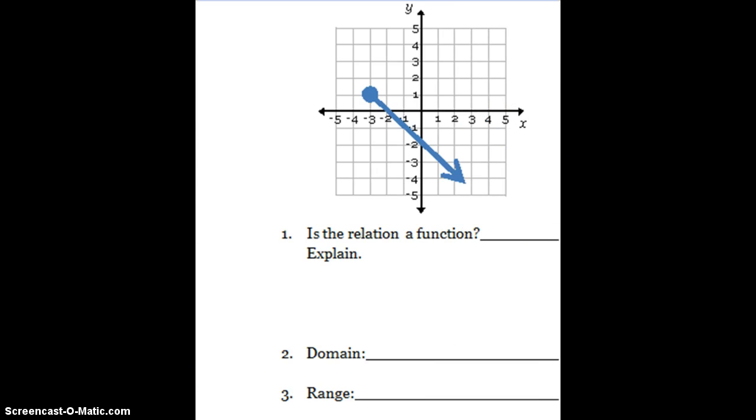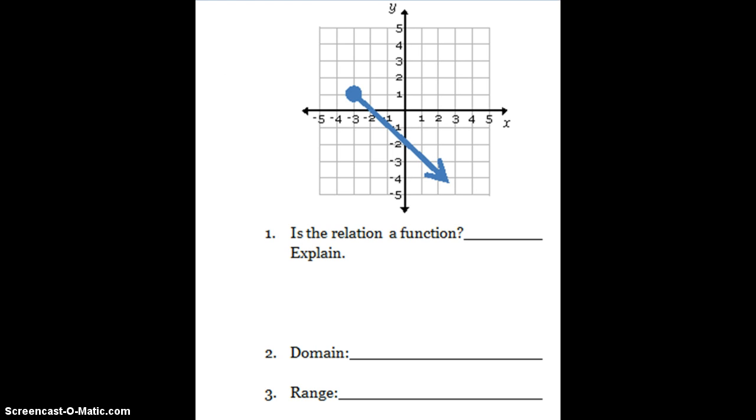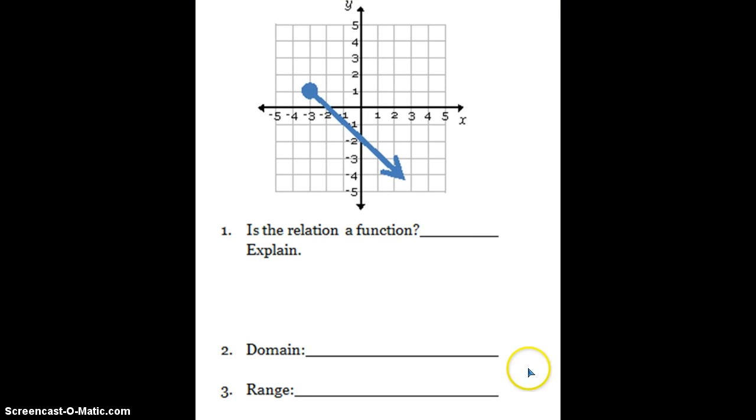Okay? For the next one, what I want you to do is, again, think about things in words first. Pause the video. Think about this one, and when you're ready, restart the video. All right, this one is a function. Again, here's my vertical line, and you'll see no matter where I put this thing, it only crosses the relation once. So yes, this is a function. It passes the vertical line test. Okay?